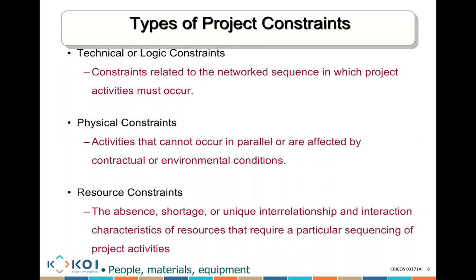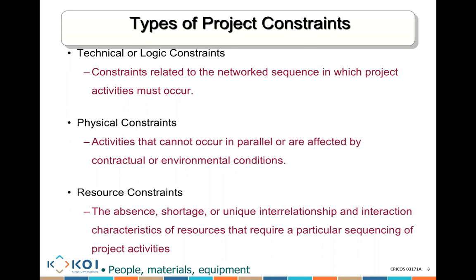Sometimes there's what we call a physical constraint: activities that cannot occur in parallel or are affected by contractual or environmental conditions. For example, you might want to speak to the florist, and you might want to speak to the actual celebrant of the wedding. But you cannot be at the same place at the same time because there's a physical constraint. There's only one person. You cannot be at two locations to do this job. So these activities cannot potentially start in parallel unless you have more people and more resources available.